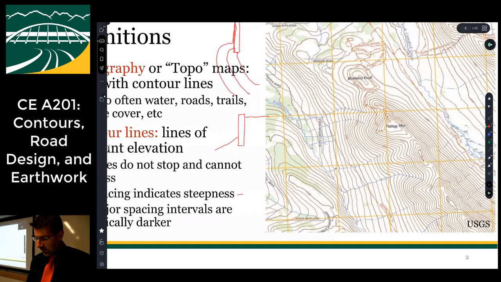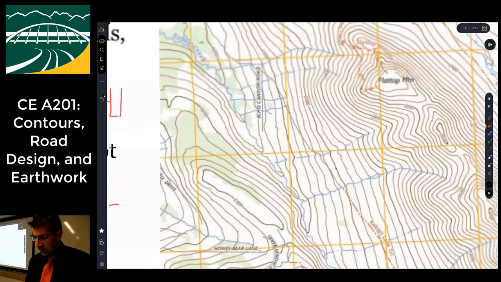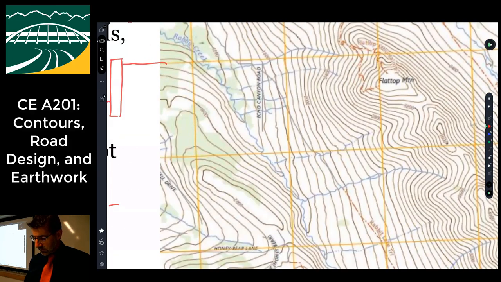And then typically we have, as in this map, you'll see that the major spacings are darker, right? So in this map, it's hard to read because it's a little fuzzy, but it looks like each one is at 400 feet. And then the minor spacings probably are at 100 feet.